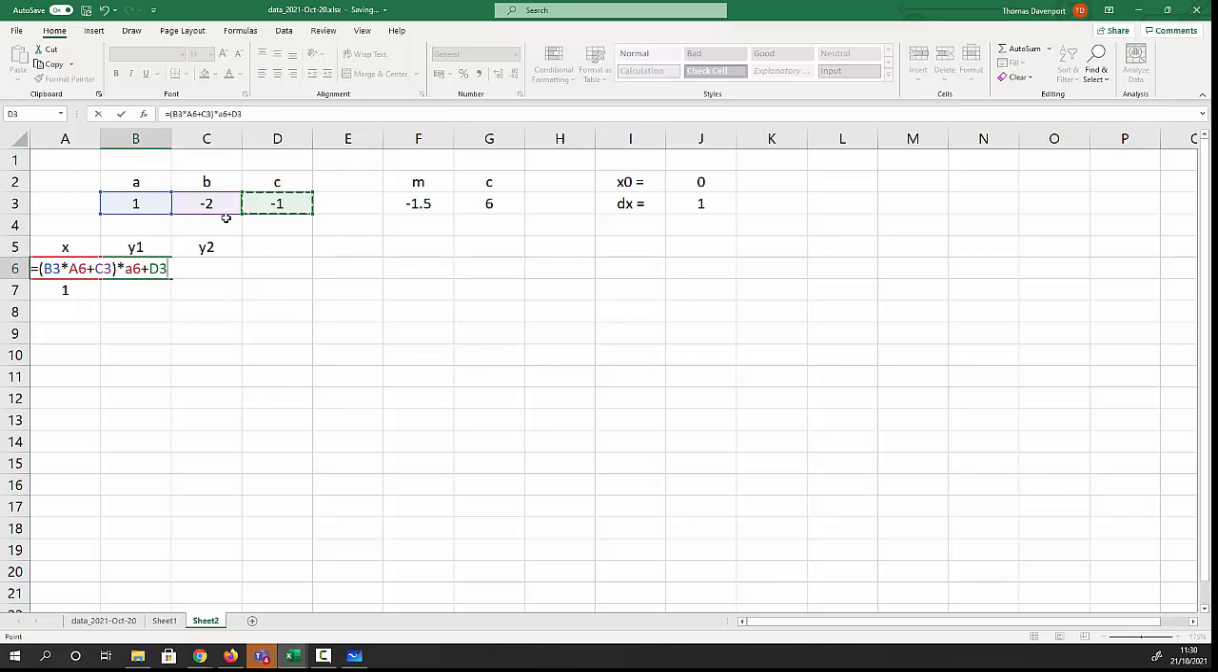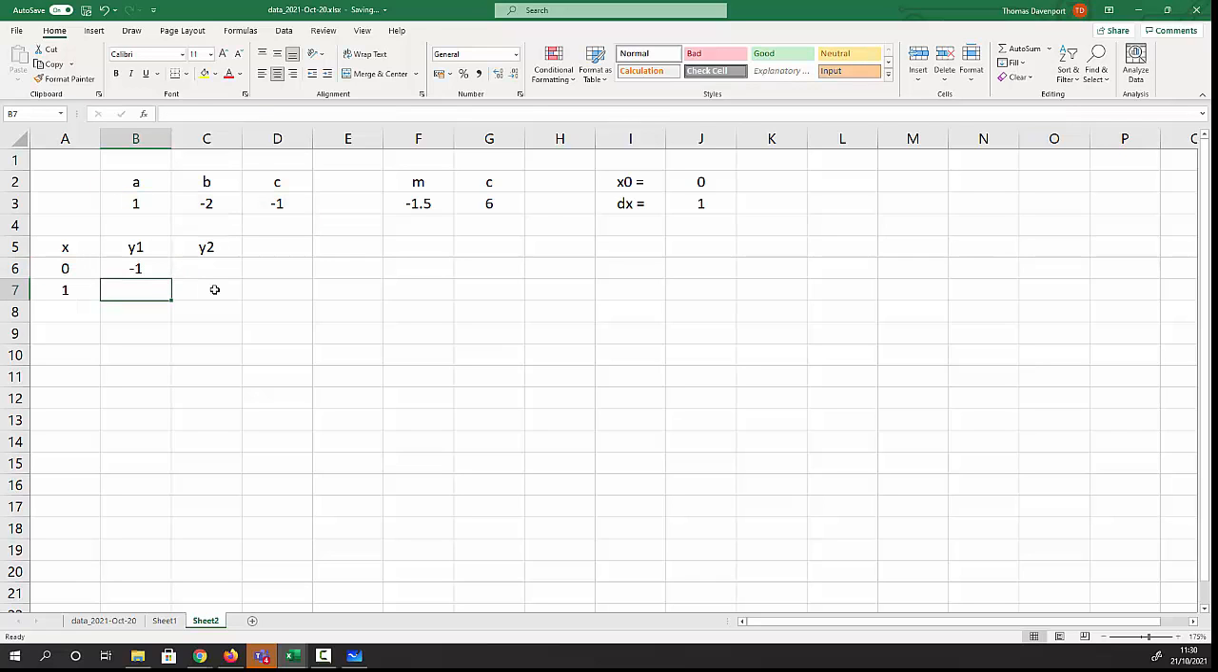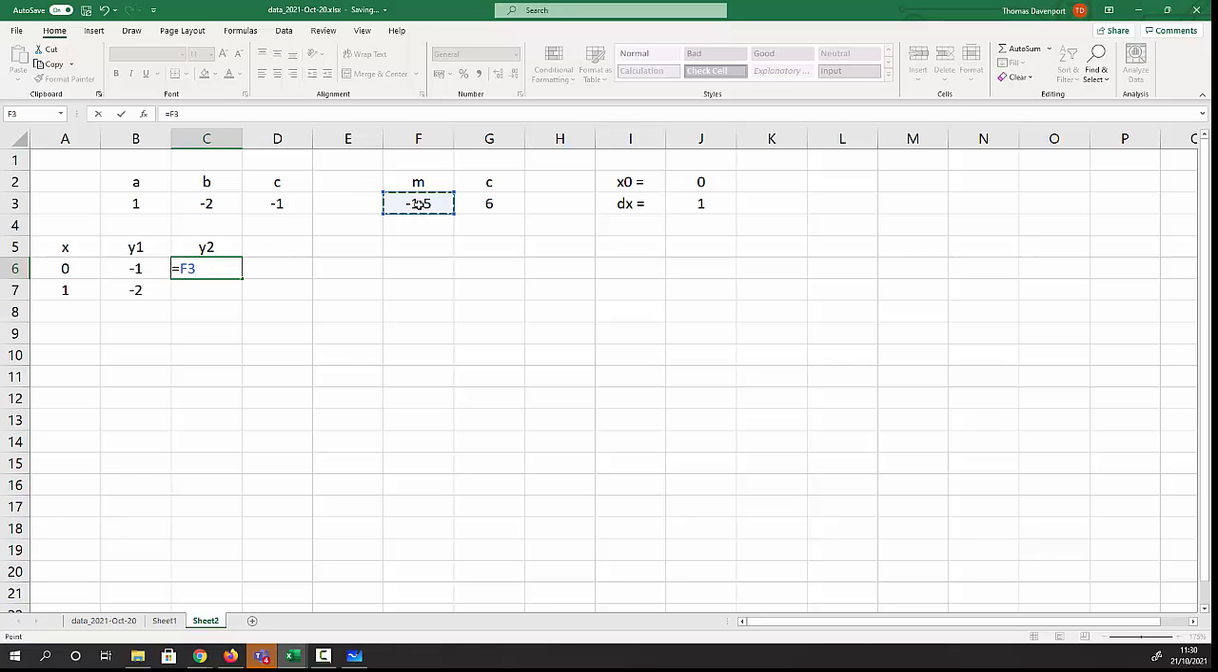And now all these line 3's need dollars in front of them to make them constant, so we'll put a dollar there, a dollar there, and a dollar there. Okay, and if I copy that down, that should change our value, which it has done, so that's looking all right. And then we'll put in the straight line whilst we're here, so we're going to say that that is equal to m times x plus c.